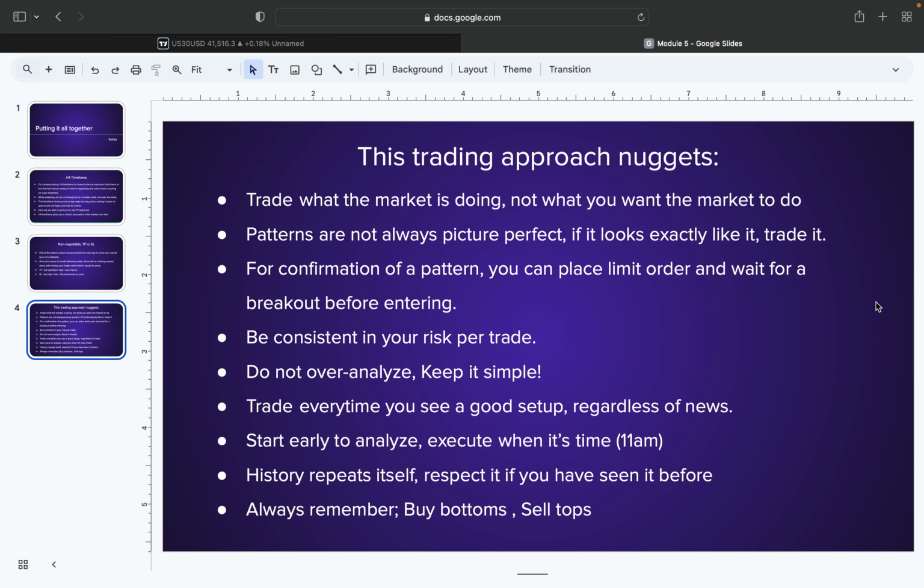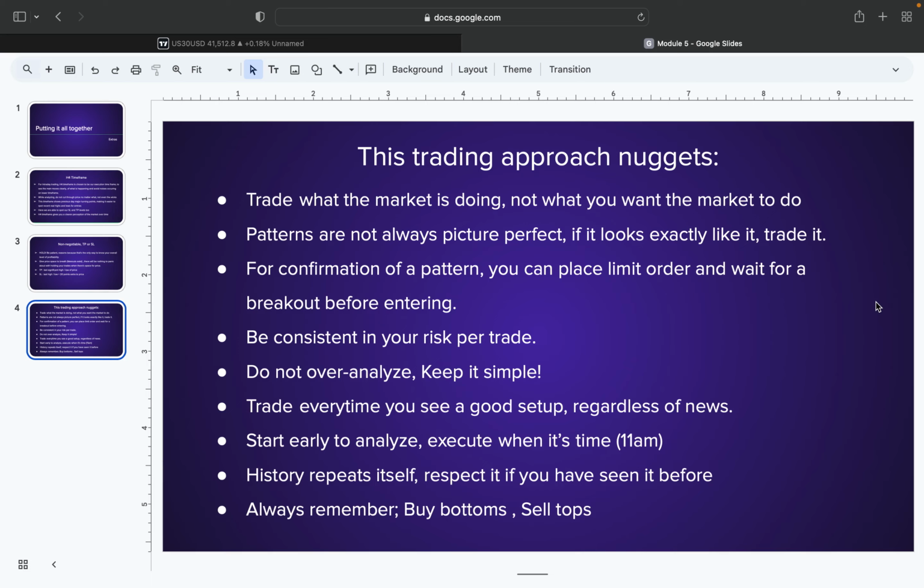Well, the next nugget is: start early to analyze, execute when it's time. It's advisable to go into backtesting, whereby you take some time to look back through the trades you took, and the next day you start early to analyze. You can analyze at least 2 hours before the time you're executing your trades. Analyze for maybe 30 minutes or 1 hour, then leave the charts and wait at least an hour, and the next hour you analyze again. You go through the charts and have a confirmation.